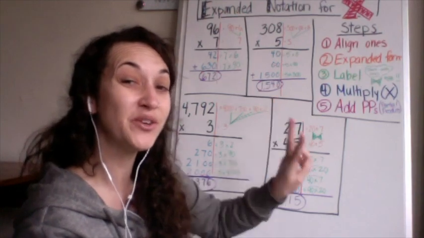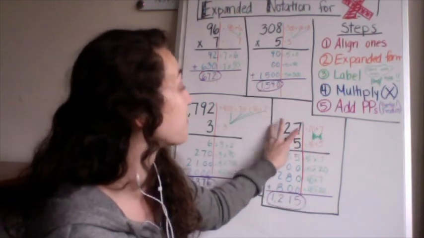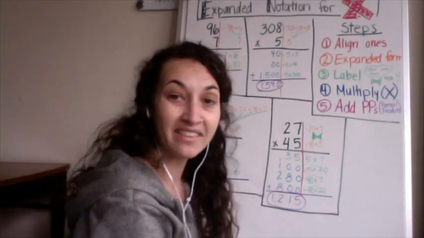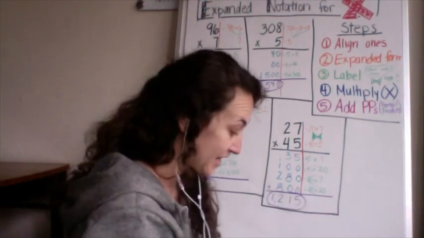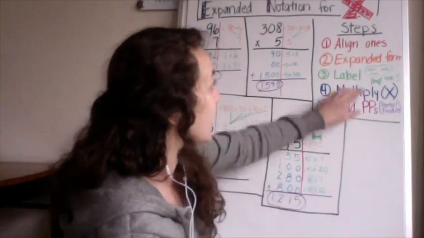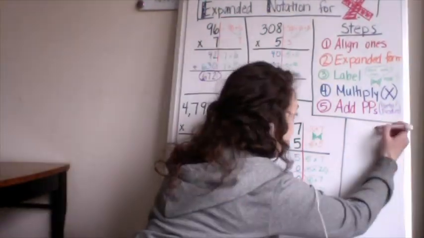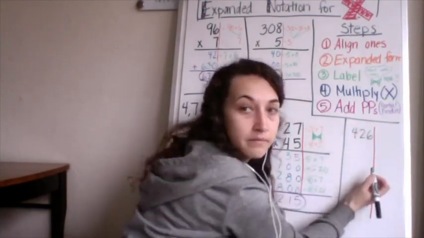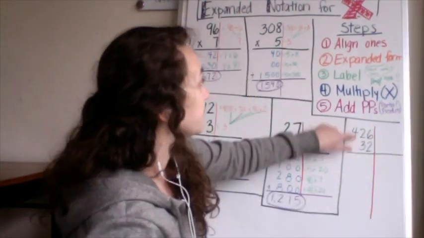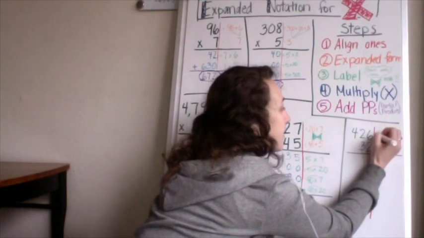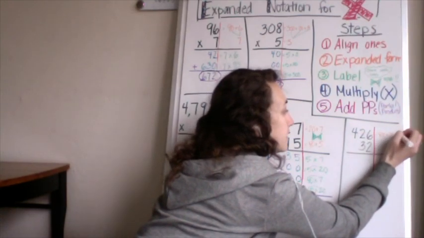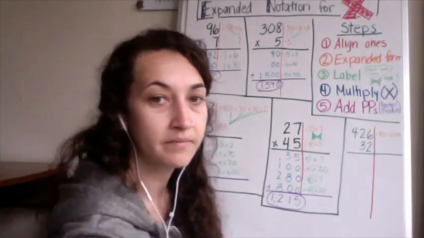And now I'm going to go 2 digits times 3 digits up here. I'm going to start writing a little bit smaller just to make sure that it fits in here. So, step number 1 is align our ones. The problem that we're going to be doing is 426 times 32. Step 2, expanded form. Here I have 400 plus 20 plus 6.